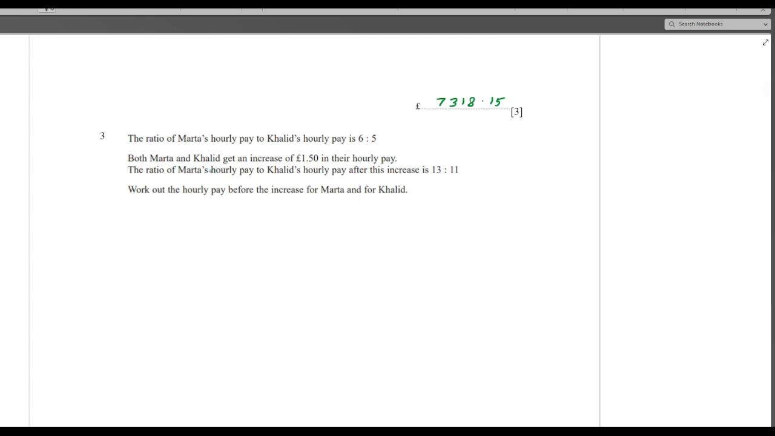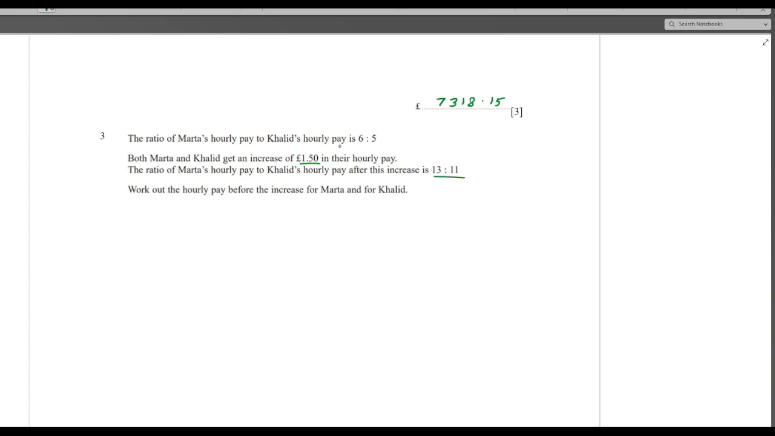Next question. The ratio of Martha's hourly pay to Khalid's hourly pay is 6:5. Both Martha and Khalid get an increase of 1.5 in their hourly pay. The ratio of Martha's hourly pay to Khalid's hourly pay after this increase is 13:11. Work out the hourly pay before the increase of Martha and Khalid.